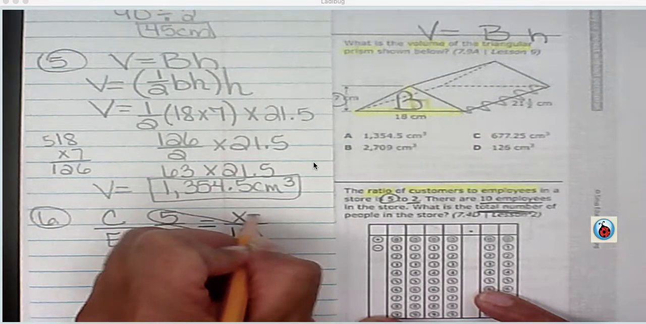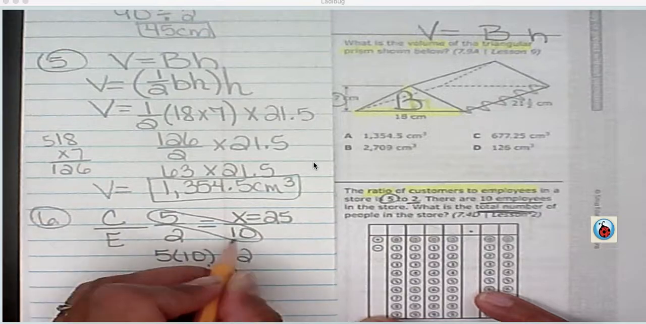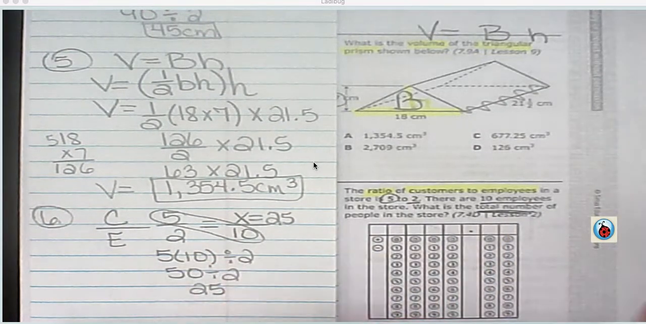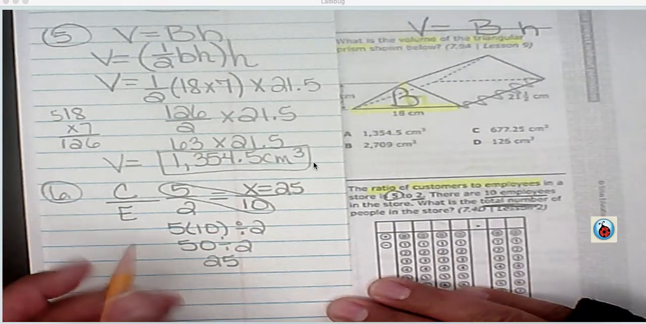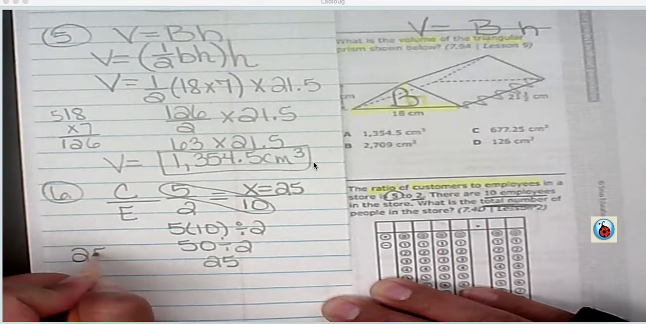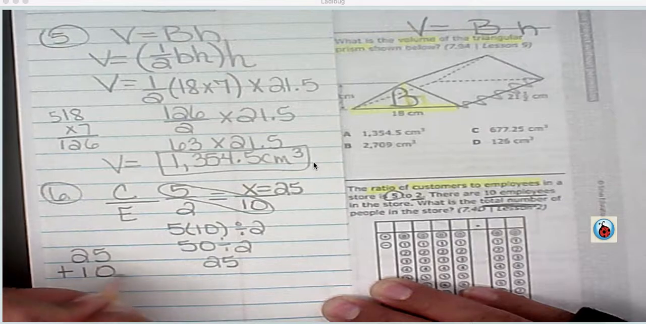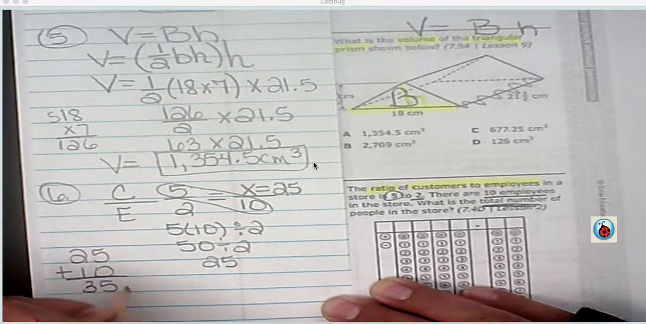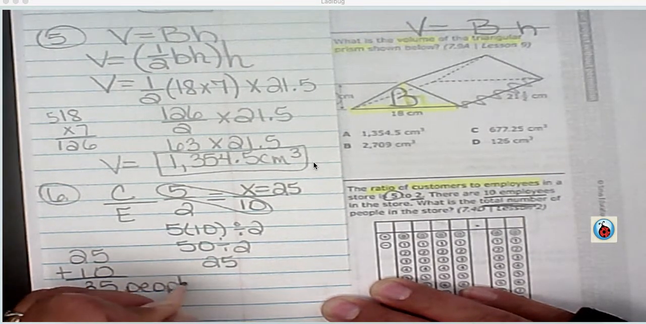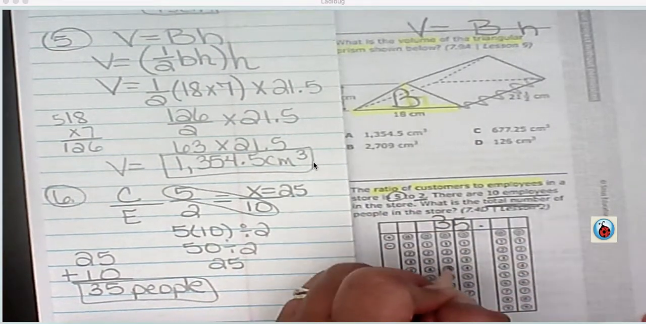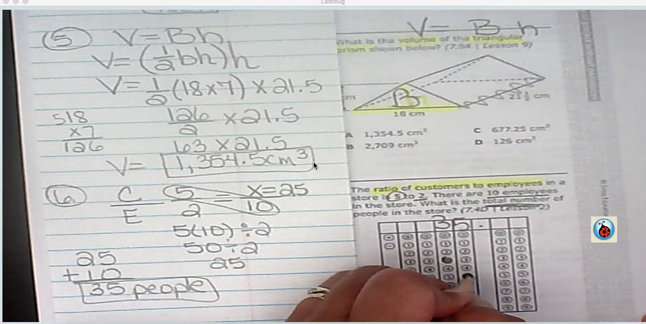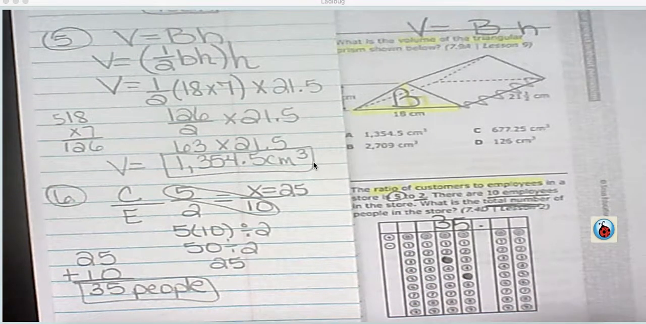So there are 25 customers when there are 10 employees, but the question wants the total number of people in the store. So we have to do an additional step here, which is going to be to combine the 25 customers plus the 10 employees, and we have a total of 35 people in the store. Now we answered the question. So make sure that the labels, the number matches what your question wants you to solve for.